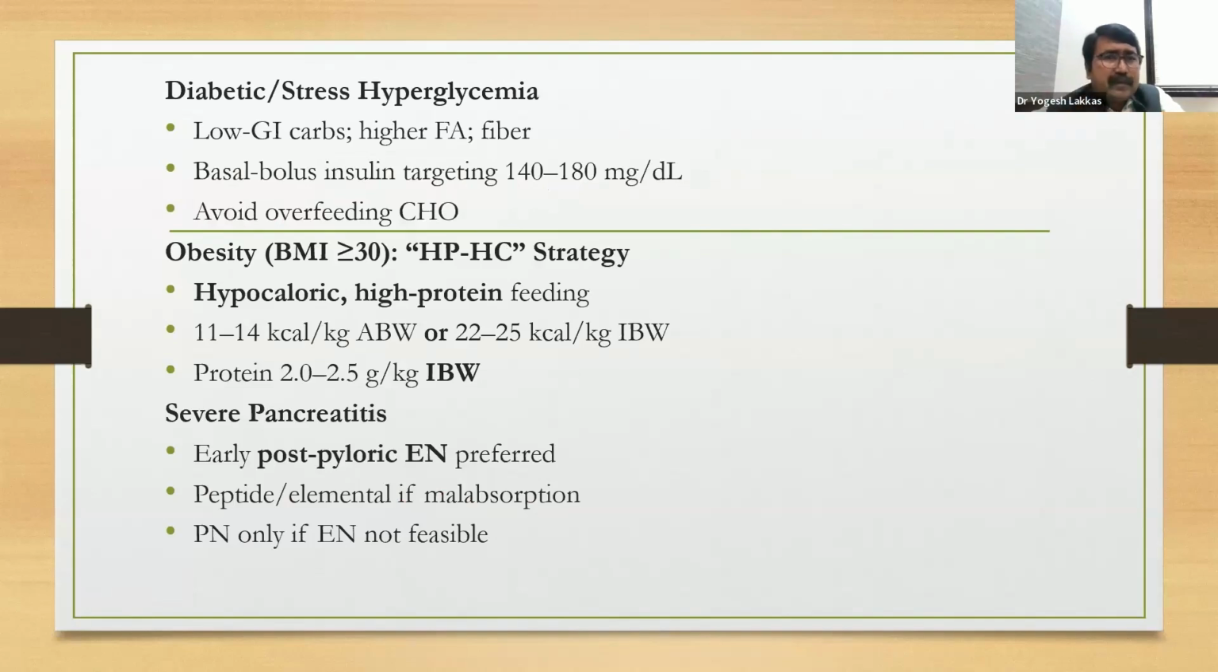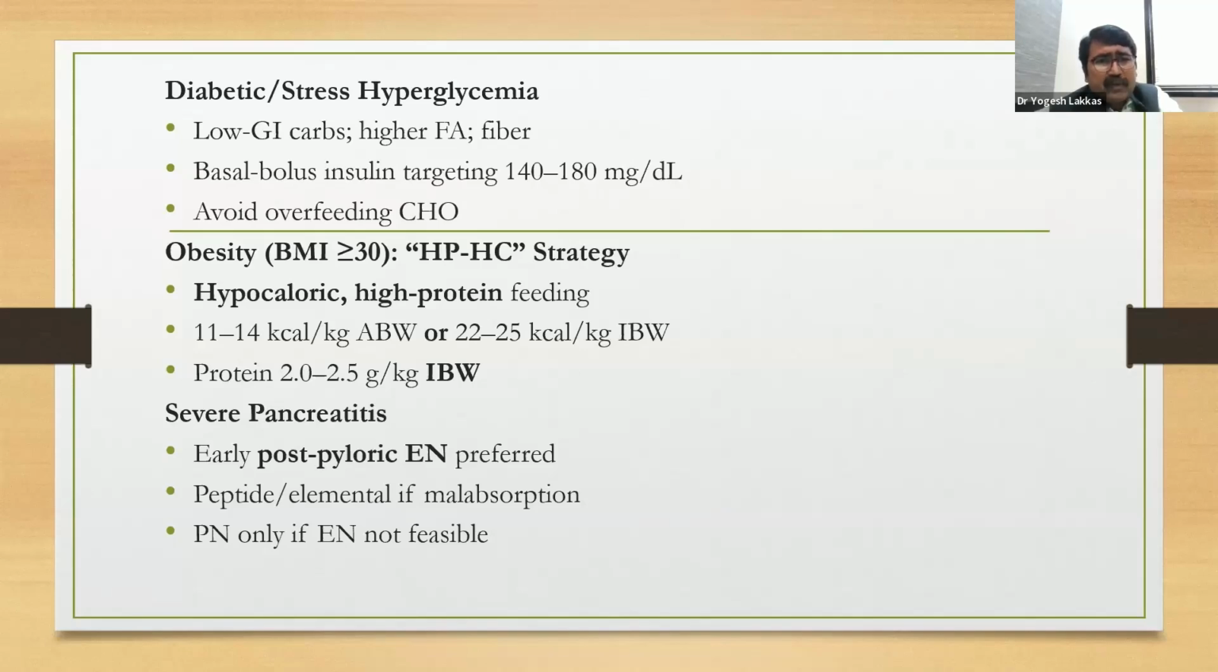Then diabetes and stress hyperglycemia. Lower the carbohydrates, higher fatty acids, fiber is important, that plays an important role here. Basal bolus insulin targeting the sugar levels to 140 to 180 milligram percent. Avoid overfeeding of carbohydrates.